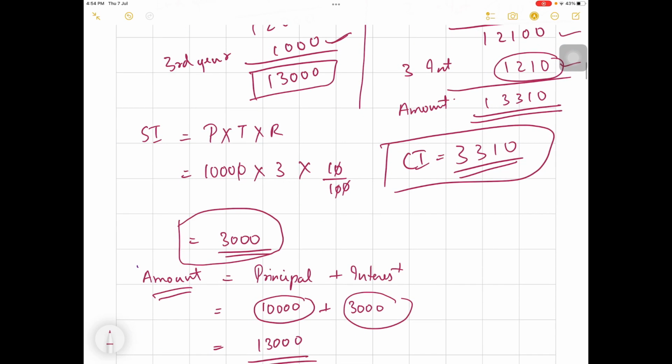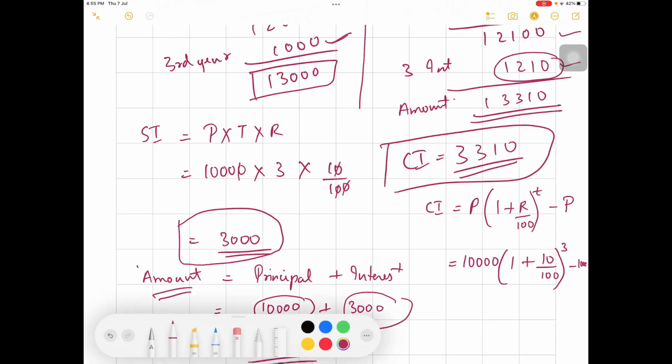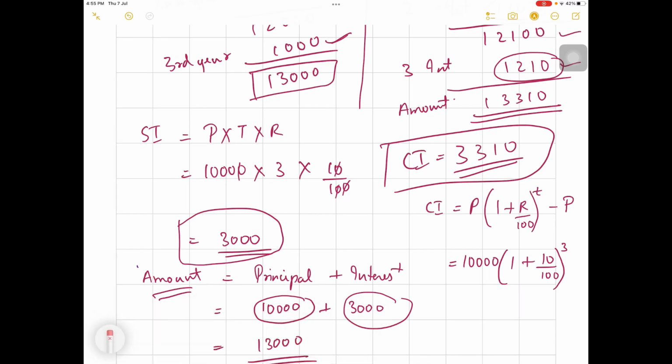Right? So let's use the formula and calculate. The compound interest formula is P into 1 plus R upon 100 raised to T, minus P. So P is 10,000, 1 plus R 10, that is 10 upon 100, raised to T. T is time, so that is 3 years, minus P. P is 10,000. I don't have space here. Minus 10,000.